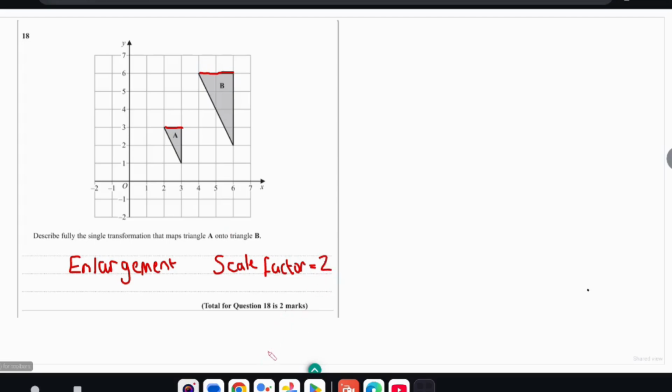We also need a centre of enlargement. So you need to choose 2 corners of your shape. You need to join them up with a line, with a ruler. You do the same from 2 other points. I'm going to choose this one and this one. Where the lines meet is your centre. So it is at the origin here, so centre is 0, 0. That's what we call the centre of enlargement.